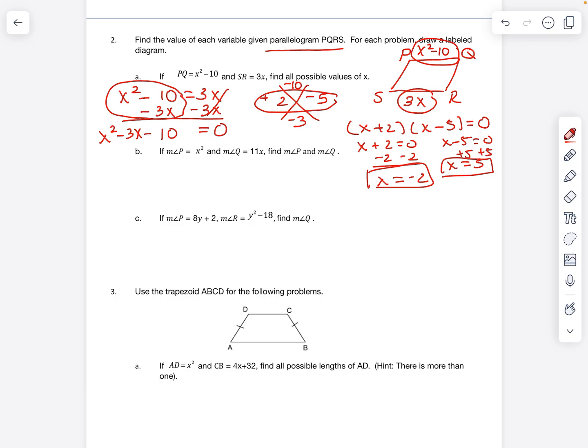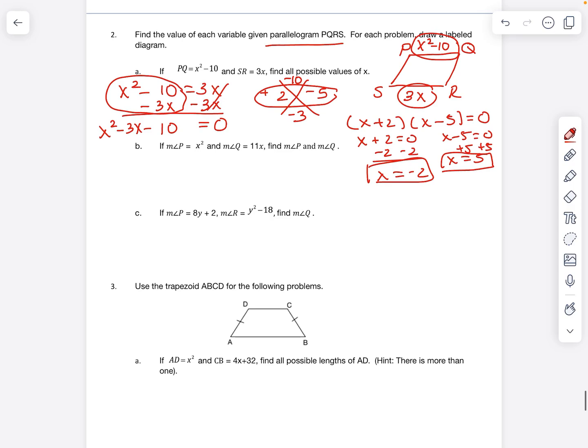Okay, let's try the next one. Very similar. Okay, again, another parallelogram. And PQRS, same thing. You can just draw the same picture. This time I'm giving you an angle. So the angles, remember, on the inside. So there's P, and Q is 11x.